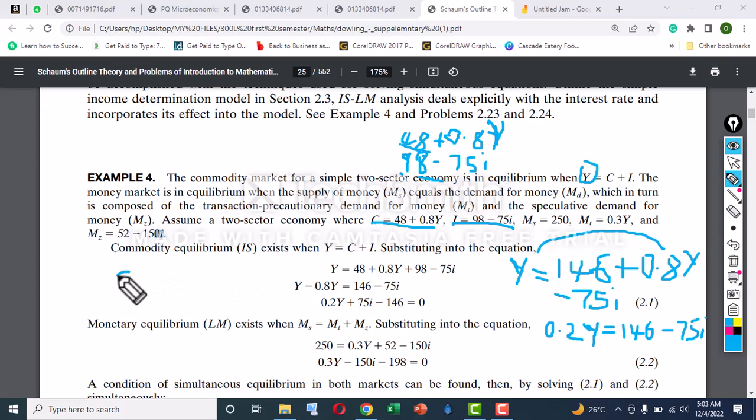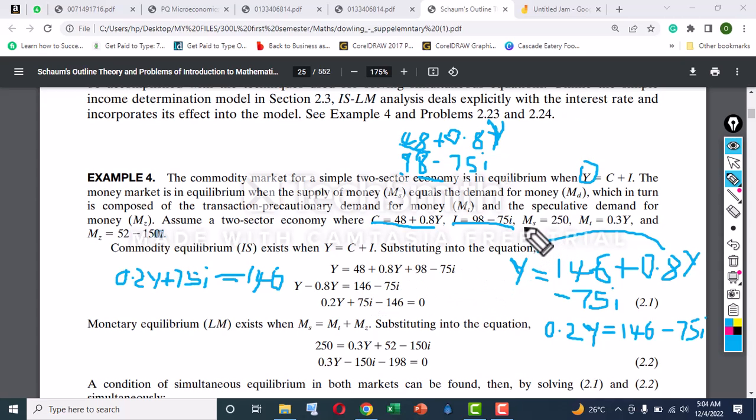So you can rearrange this with 0.2y, then bring the 75i that has an unknown, minus, to change to plus 75i, then it will now be equal to 146. That's your equation 1. That's the first equation. So that one is set and you are good to go.